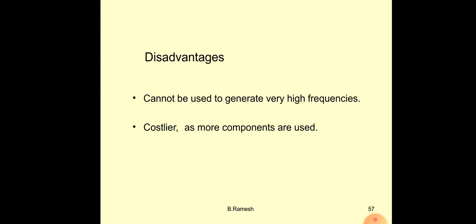Disadvantages: it cannot be used to generate very high frequency. This RC oscillator cannot produce high frequencies. It is costlier as more components are used. So we used here two capacitors, two transistors, and more than 8 resistors. So a larger number of components is used in this circuit.